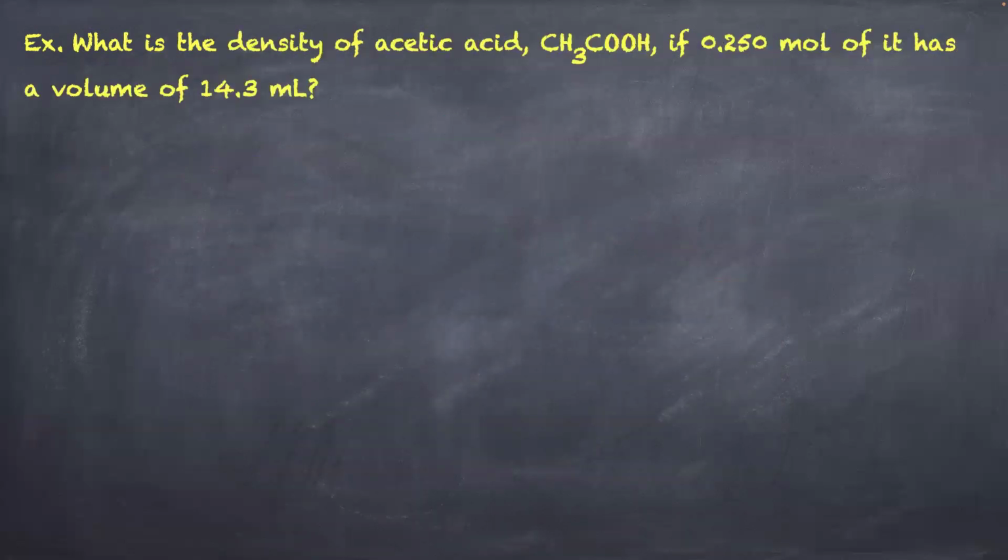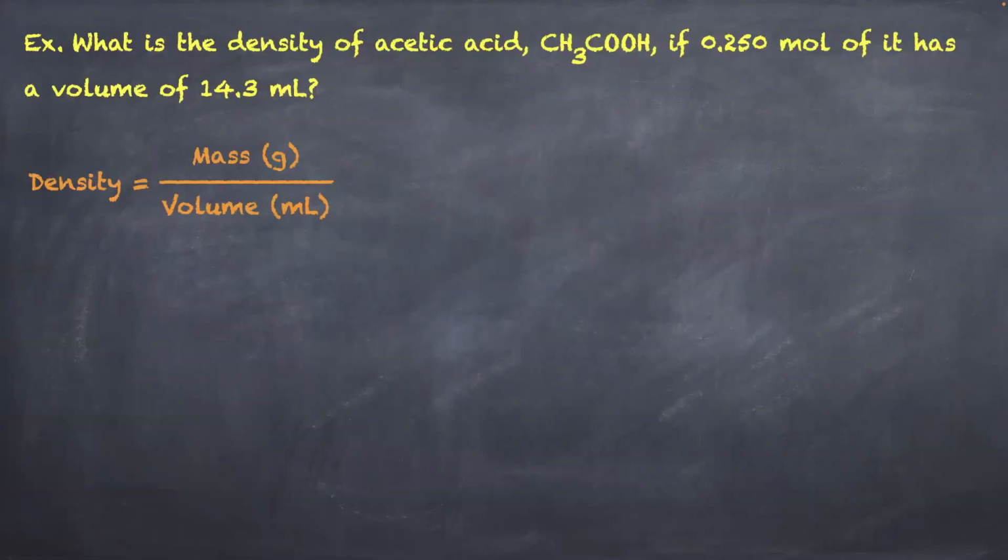Now let's take a look at another example. It says, what is the density of acetic acid, CH3COOH, if 0.250 moles of it has a volume of 14.3 milliliters? So density, same as molar mass, is made from two different units. So the formula for density is mass per volume, so it's grams per milliliter. Generally speaking, density is given with the volume in milliliters and not liters, so we stick to that right now. We have to see what information from these two we have, which is the volume, 14.3 milliliters, so we have that.